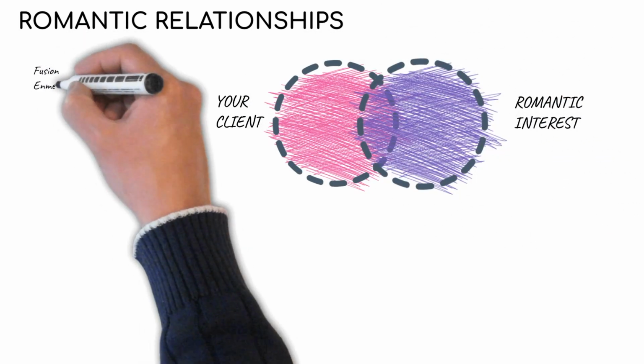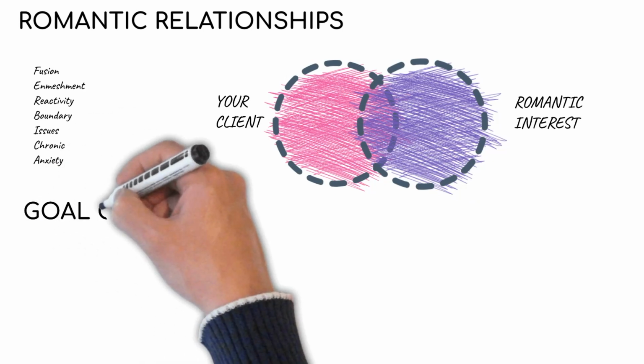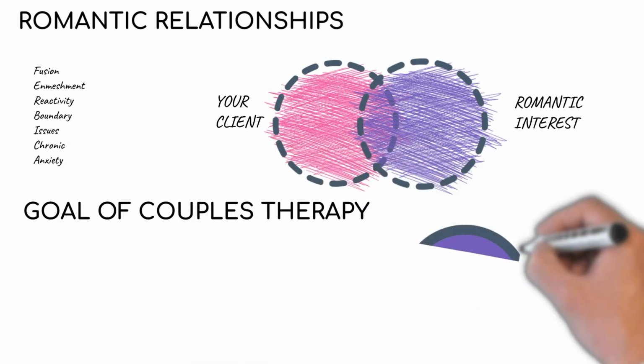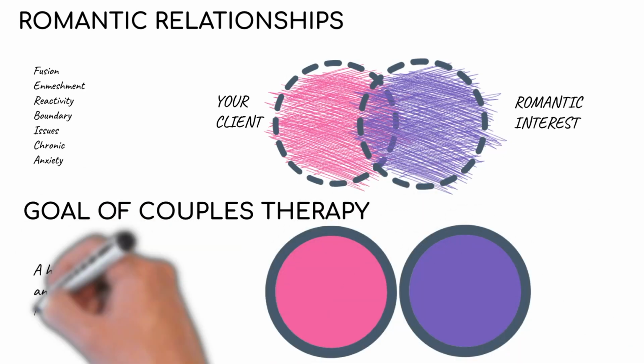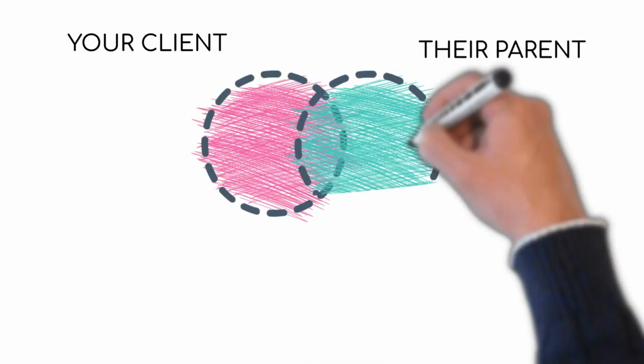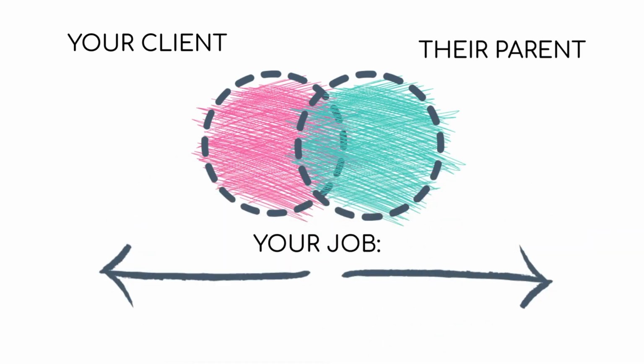And when two partially differentiated people meet, there is always a chance of this overlap that I'm depicting here, which could be fusion, which could be enmeshment and codependency. And your job would be to help them become two separate selves in a relationship. And the same is true when a teenage client comes in and there's some fusion or enmeshment with their parent. Your job is to help that teenager become an individual away from their parents in the most therapeutic way possible.